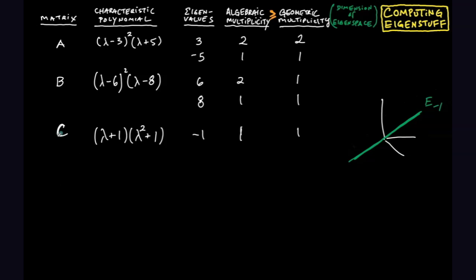We would need 3. So just like B, this matrix is not diagonalizable. Or as some people would say, it's a defective matrix. So no eigendecomposition for you, Mr. C.